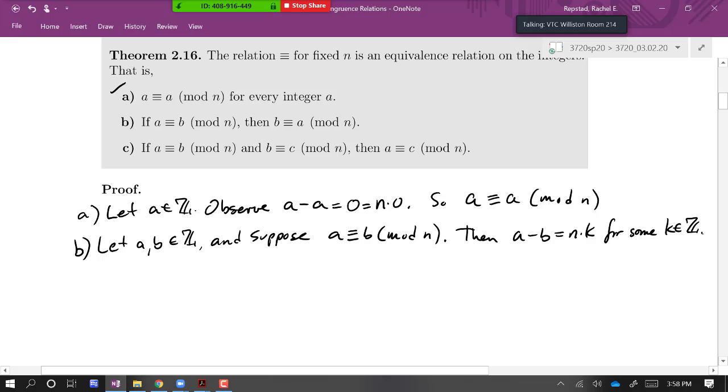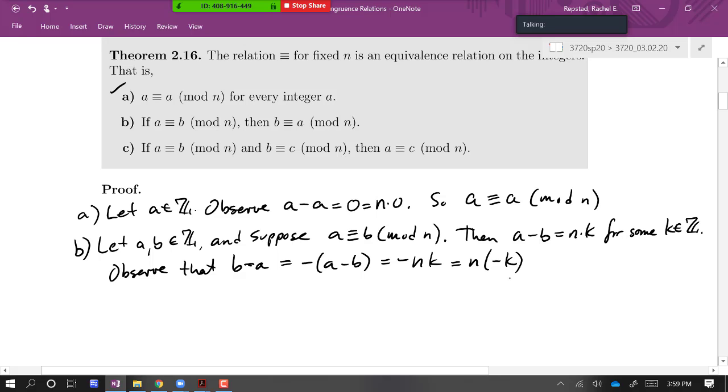We want to show that B is congruent to A. So the way the relation is defined, we're going to look at the difference B minus A, and we'll observe that B minus A is the negative of A minus B. And of course we know that A minus B is nk, so this is negative nk, or n times negative k. So that means that B is congruent to A mod n.